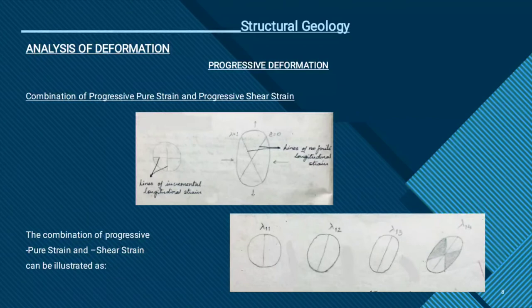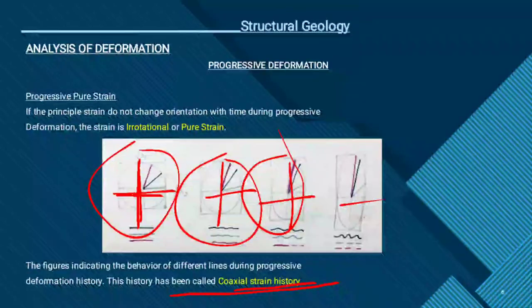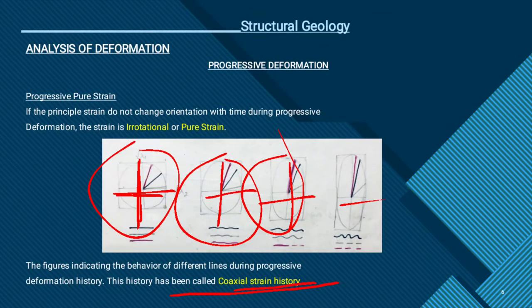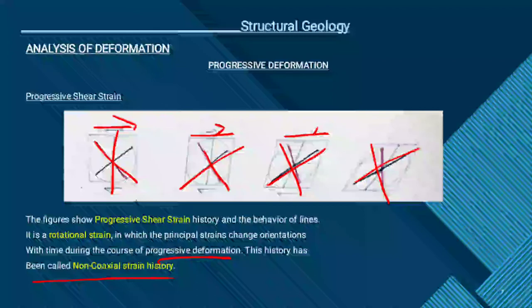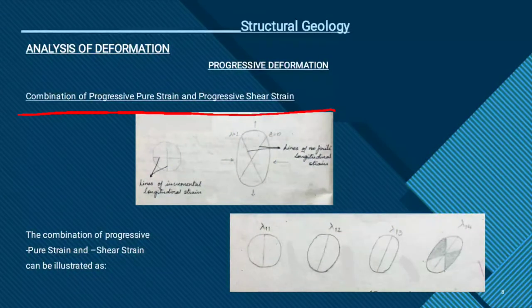Next slide. Now we are going to combine progressive pure strain and progressive shear strain. In pure strain there is no change in orientation, and in shear strain there is a change in orientation. So what will happen when we combine both? In nature we can't find pure strain and shear strain separately, nature always combines them. We will get a combination of both in nature.